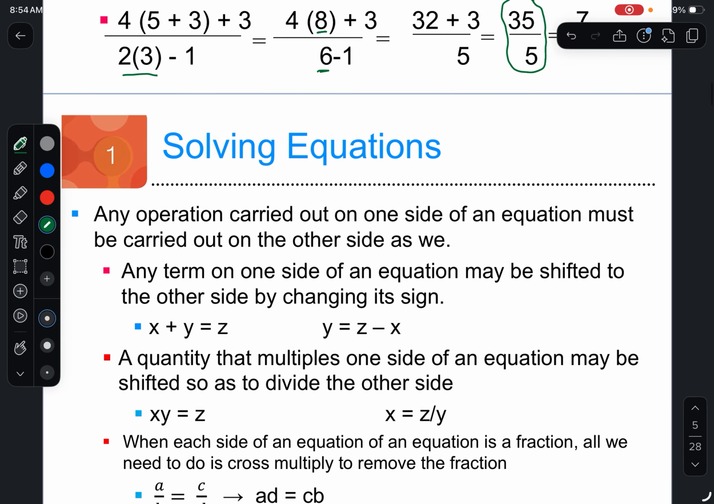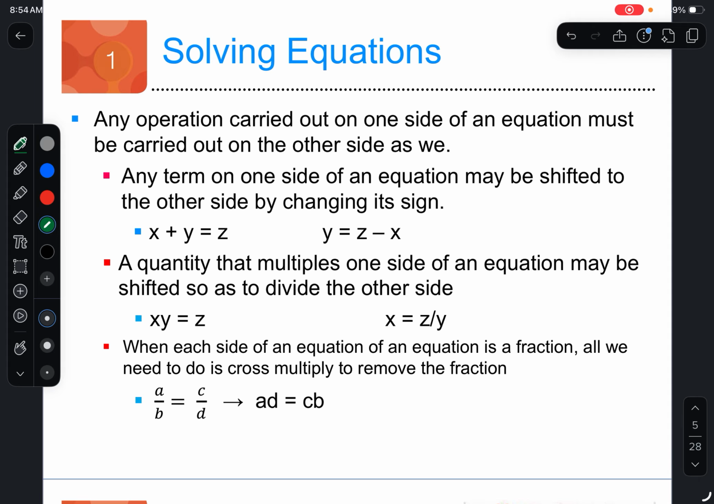Now, what we're going to be doing a lot this semester is also solving equations. So a little review on solving equations. Very important: any operation carried out on one side of an equation has to be carried out on the other side. For instance, if you are given this problem and you're asked to solve for y, that means we need to get y by itself. To do that, we must subtract x from both sides. When we subtract x from both sides, we get y equals z minus x.